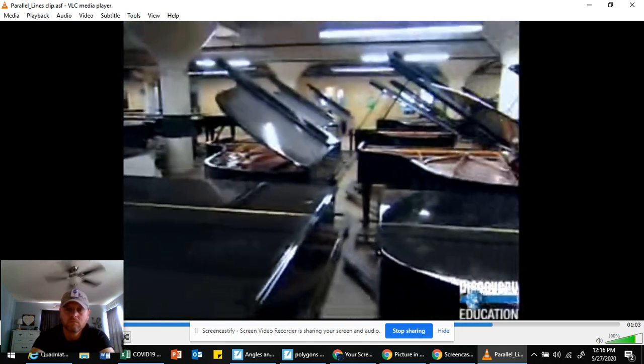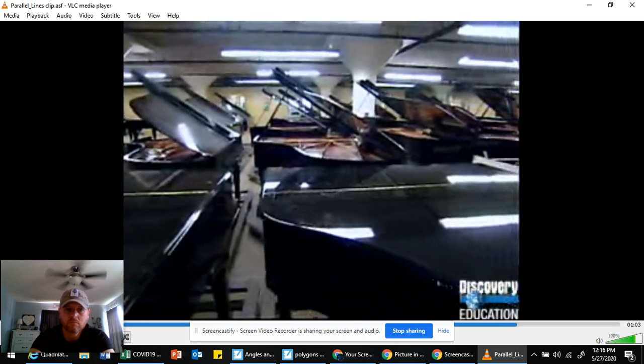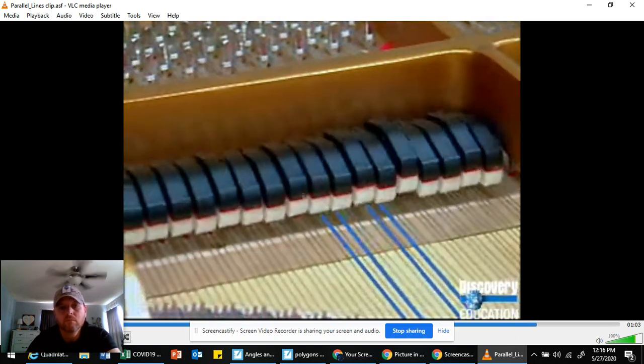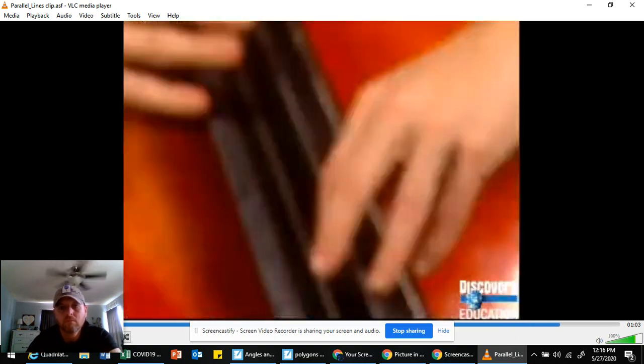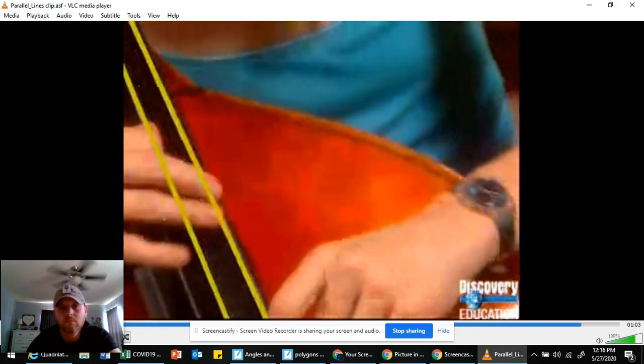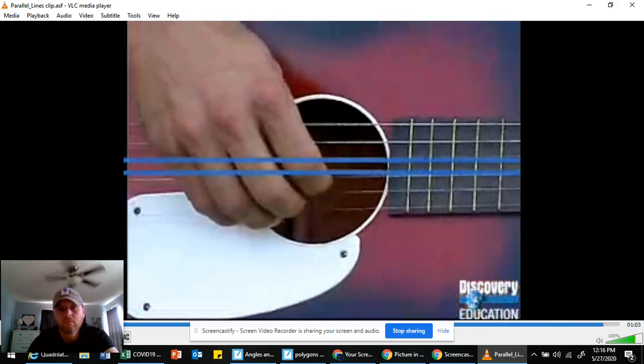Lots of musical instruments also have parallel or nearly parallel lines. Look at these piano strings. Cello strings are very nearly parallel too, as are the strings on a guitar.